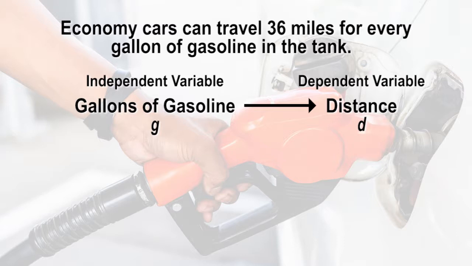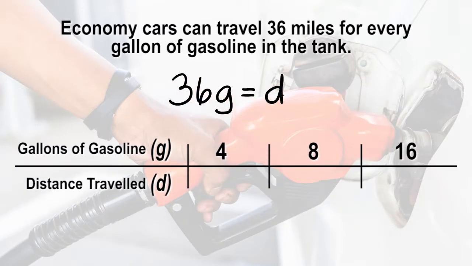Let's write an equation that describes the total distance a car can travel based on the number of gallons in the tank. The equation is 36 times g equals d. We can create a table that shows the distance traveled depending on the number of gallons of gasoline in the tank. We will use the equation to determine the distance traveled by substituting the number of gallons into the equation for g.